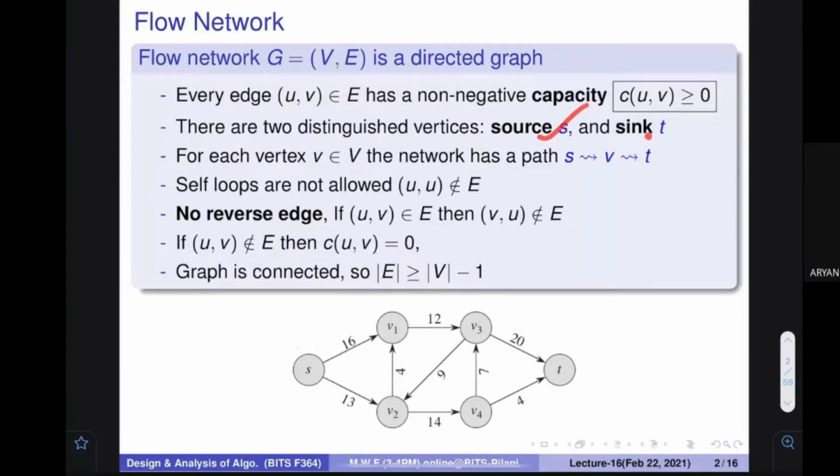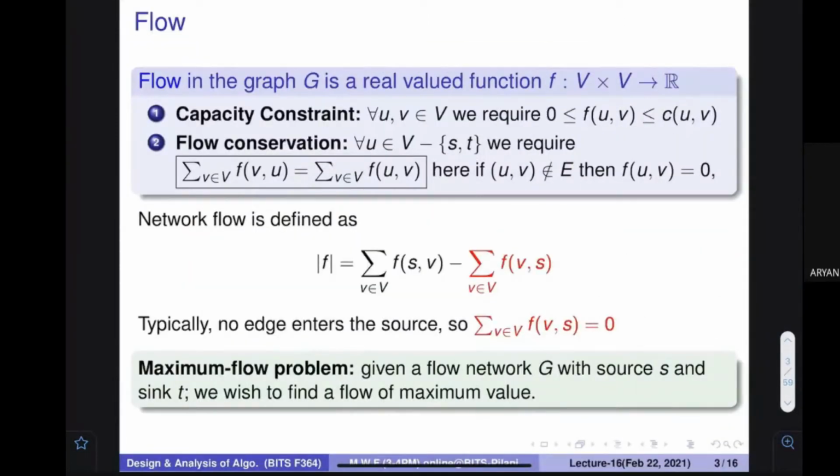So we have talked about the source and destination. We want there to be a path for every vertex. If there is a vertex V, you can definitely find a path from S to reach it, and from V you can find a path so that you can reach the T. So this kind of path is always available. Self loops are not allowed, because it doesn't make any sense: you want to transfer things from S to T. So we assume that the graph is connected, so the number of edges is greater than or equal to V minus 1. That is nothing very important.